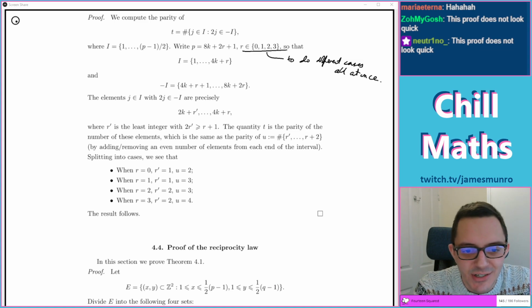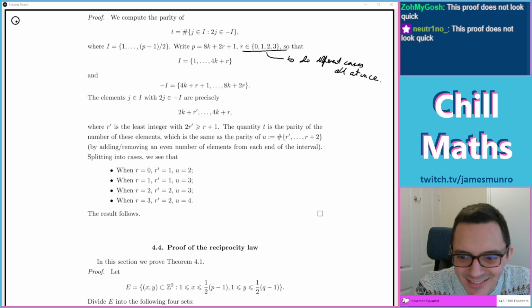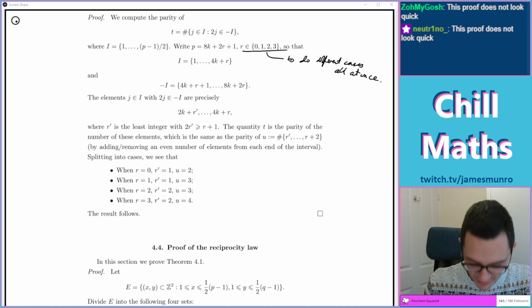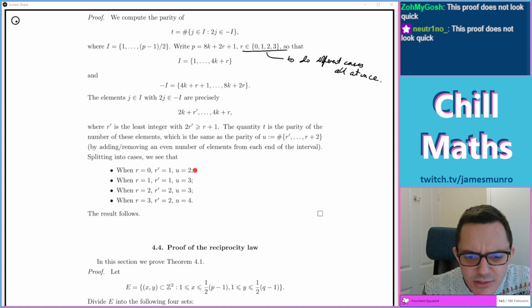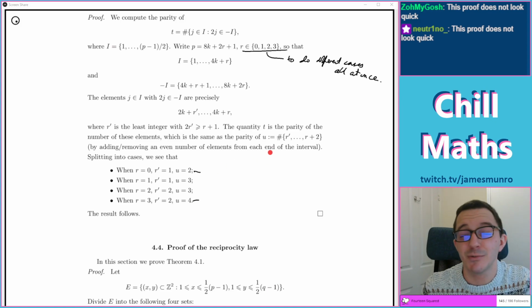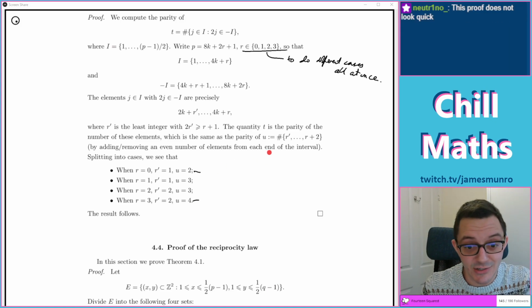Right. Oh, it's just counting. It's just counting now. How many of them are there? Adding and removing an even number of elements from each end of the interval. Brilliant. So cases for R is 0, 1, 2, 3, depending on what the parity is. The number of elements is either even or odd, and then you get these cases. Wait, why do the cases not match up how I thought they would? Oh, right, so the even cases out here give us something where we have -1 to the power of an even number, which is 1, so it says it is a quadratic residue.